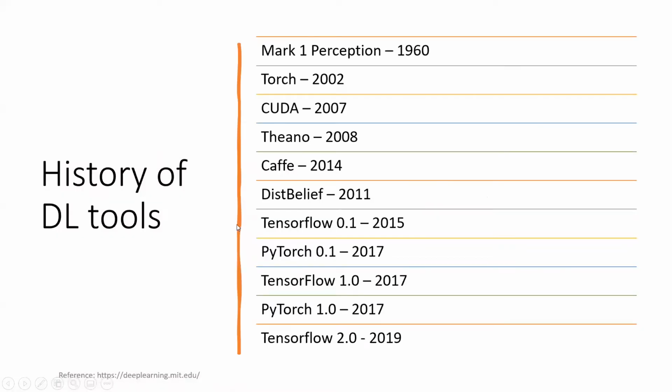Then we also have the tools that have been used in deep learning. We have TensorFlow, we have PyTorch, we have Theano. All those have been invented in different years and used during different years. Currently, we use a lot of TensorFlow, Keras, and PyTorch.